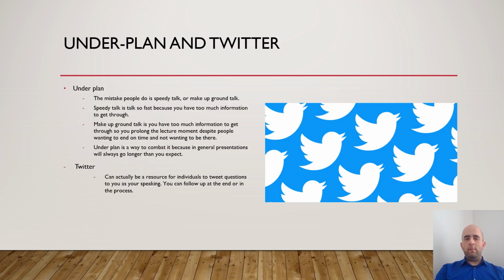And here's some more ideas. Specifically, I want to focus on the underplan, is that we often underestimate how long it will take us to get through a series of information. And so when people overplan, they'll rush through it by doing what I call speedy talk. And they'll go, blah, blah, blah. Speedy talk is so fast because you have to have so much information to get it through and not actually be clear in what they're speaking.